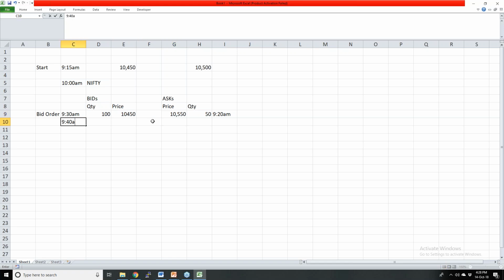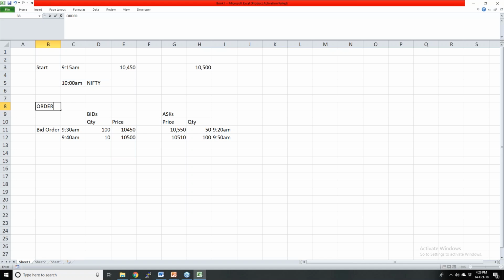So say at 9:40 a.m., there's another trader who wants to buy 10 shares at 10,500. And then at 9:50, there's another guy who wants to sell 100 shares at 10,510. So this is how my order book will look. This assimilation of bids and asks is basically my order book.